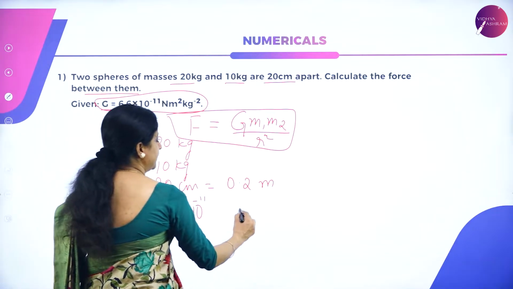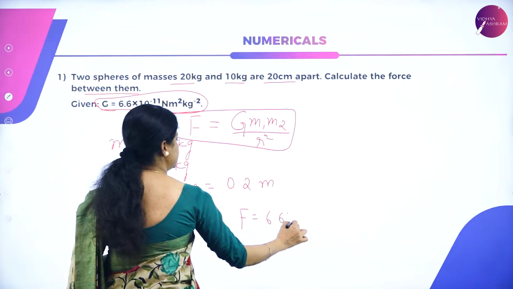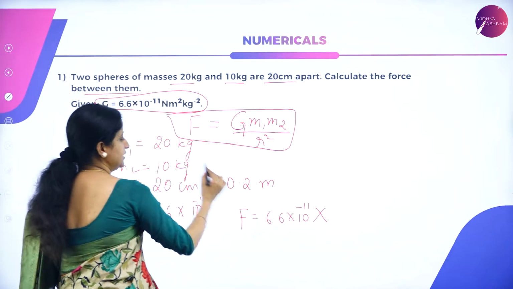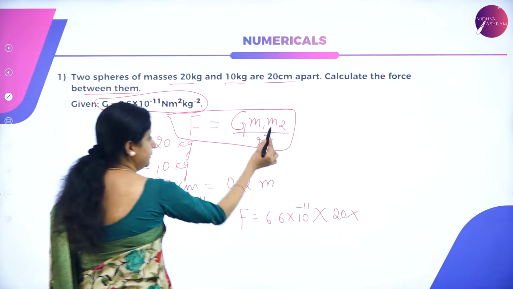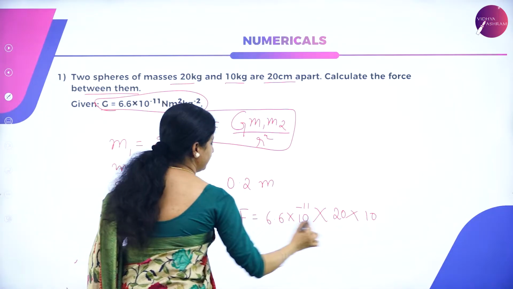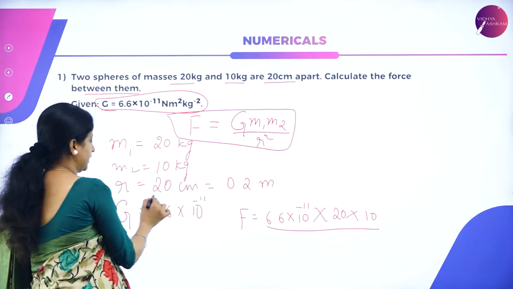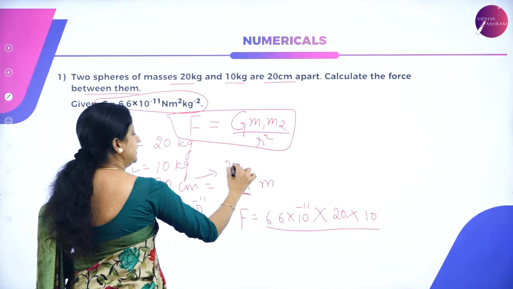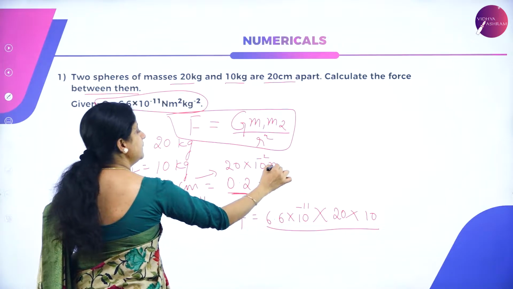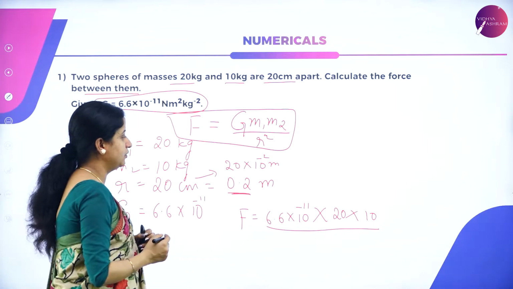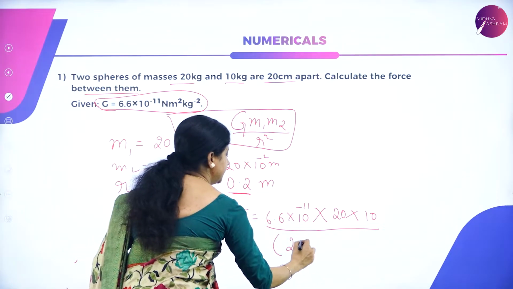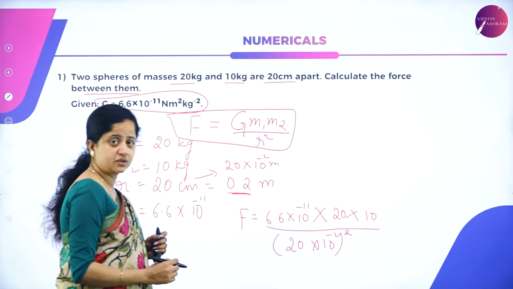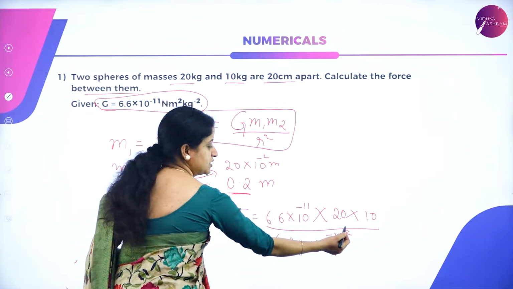So that can be calculated as F is equal to 6.6 into 10 power minus 11, that's the value of G, into m1 which is 20 kg into m2 which is 10 kg divided by r square. R is nothing but 0.2 meter, or you can even write it as 20 into 10 power minus 2 meter. So let us substitute the value of r, that is 20 into 10 power minus 2. We have r square, so it is the whole square, and here minus 2, the whole square is minus 4.